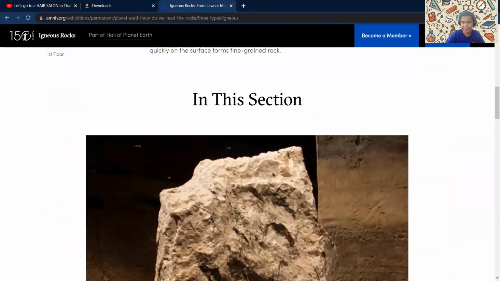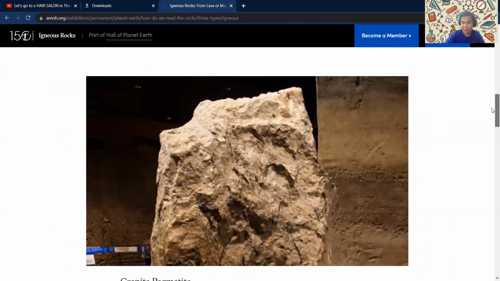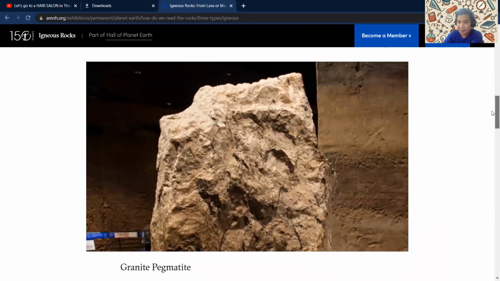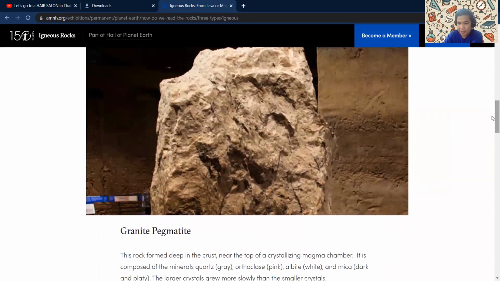Let's start in this section with this rock. This is an igneous rock. What type of rock do you think this is? This is a granite pegmatite. This rock formed in the crust near the top of a crystallizing magma chamber. It is composed of the minerals quartz, orthoclase, albite, and mica. The larger crystals grew more slowly than the smaller crystals.